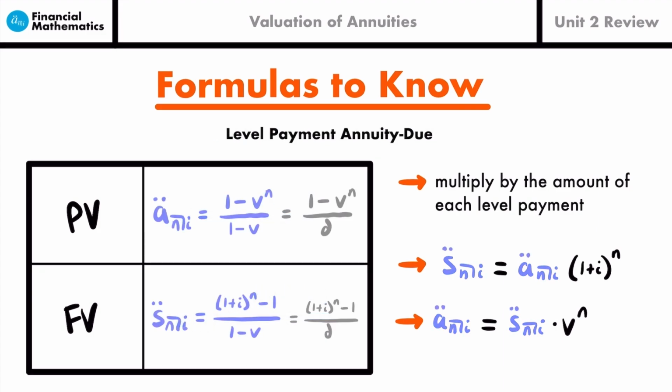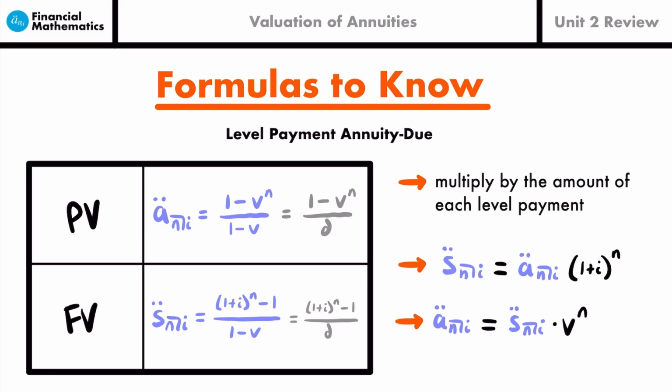We just got done looking at level payment annuity immediates, but now we're looking at level payment annuity dues. Remember that the difference between an annuity immediate and an annuity due is when the payments are being made. For an annuity immediate, the payments are being made at the end of every period, but for an annuity due, the payments are being made at the beginning of every period.